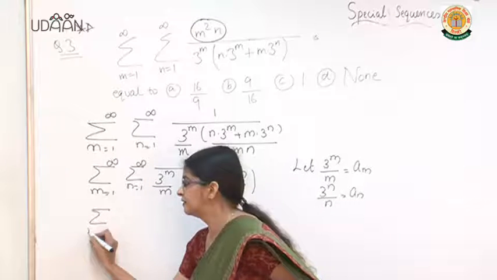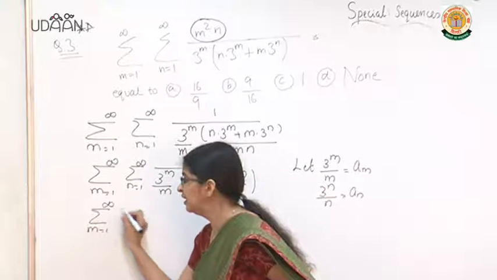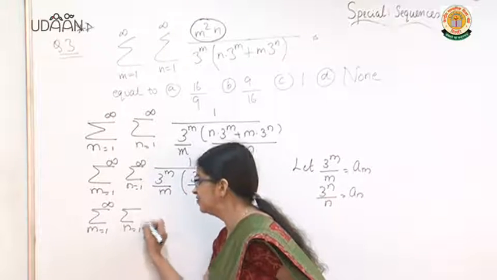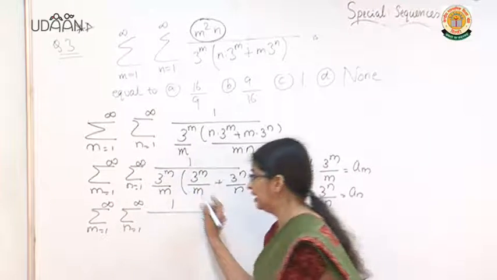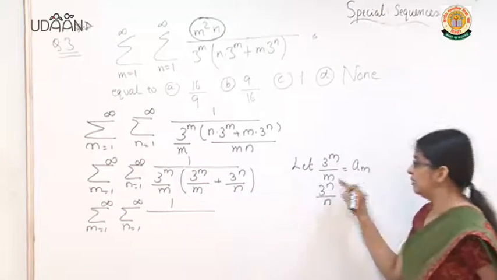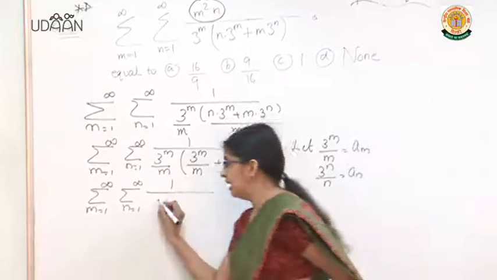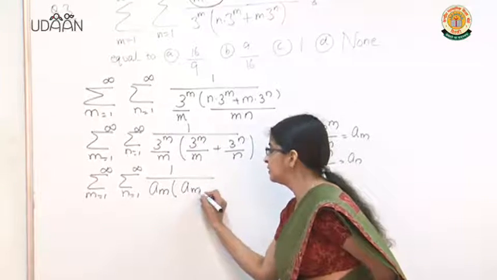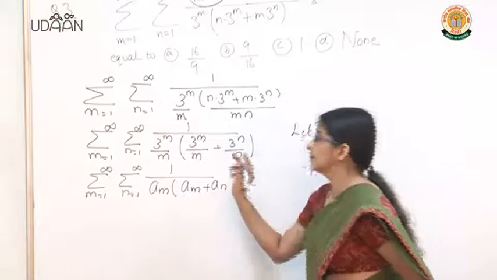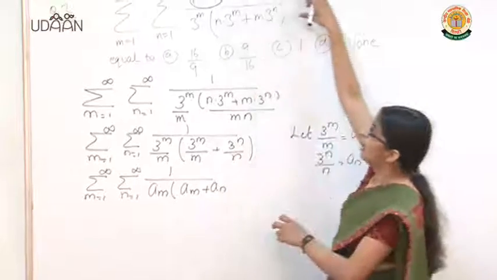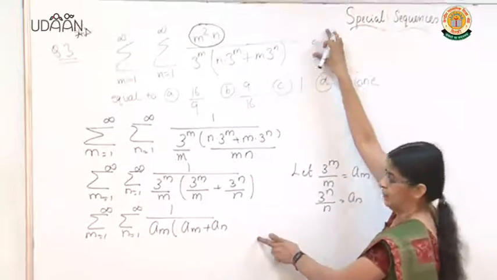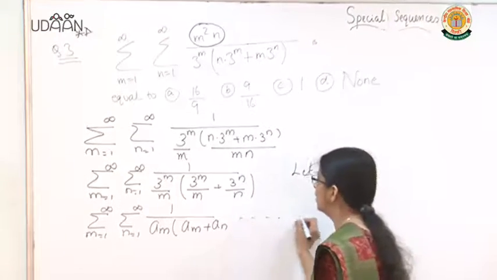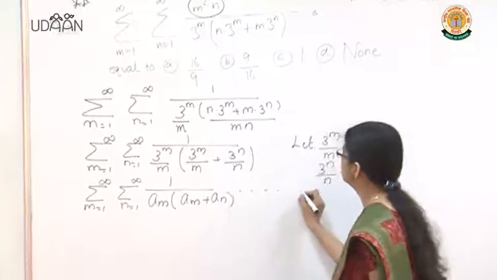So, this becomes sum over m equal to 1 to infinity, n equal to 1 to infinity, 1 divided by 3 power m divided by m, which I have taken as a_m, into a_m plus a_n. So, we have simplified the given sigma to this one. I will call it equation number 1.